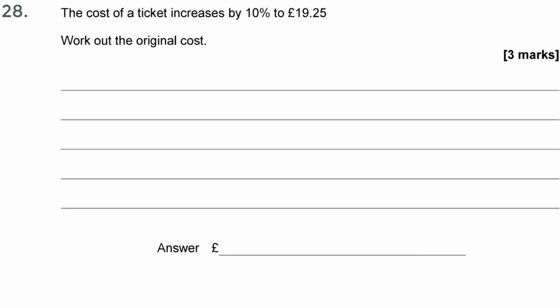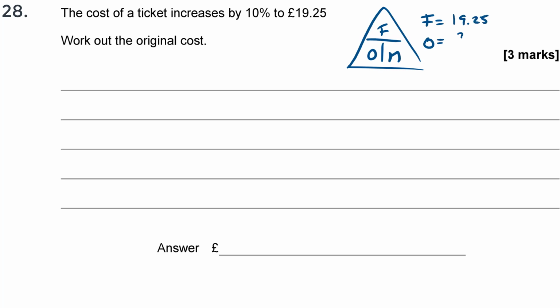The cost of a ticket increases by 10% to £19.25. Work out the original cost. Okay, now I always do my percentage questions using this triangle: final, original, multiplier. You just cover up the one that you want to find, and that will give you the equation that you need. Here, I'm working backwards, aren't I? I've been given the cost after the increase, so the final is 19.25. The original is what I'm trying to find.